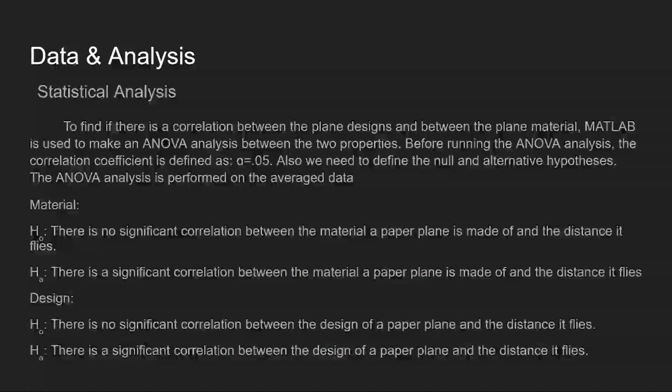So we need to define the null and alternative hypotheses to perform this analysis on the average data. We chose our null hypothesis, or H0, that there's no significant correlation between the material a paper plane is made of and the distance it flies. And then our alternative for the material is that there is a significant correlation between the material a paper plane is made out of and the distance it flies. It's just the inverse of the other. And it's the same style of null hypothesis for the design as well, that there's no correlation between the design of the plane and the distance it flies.